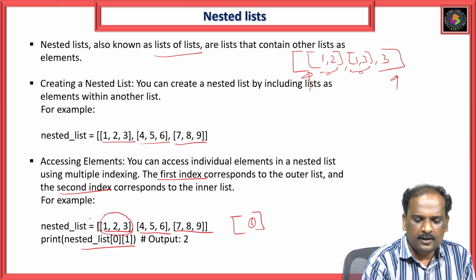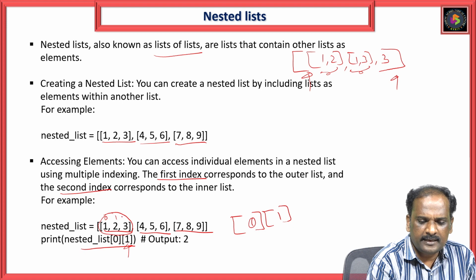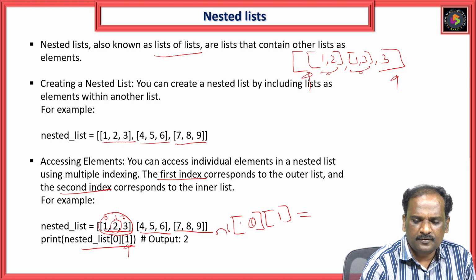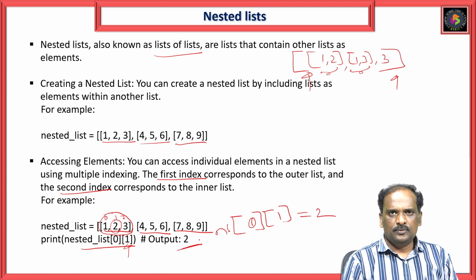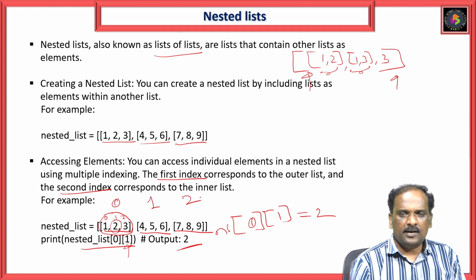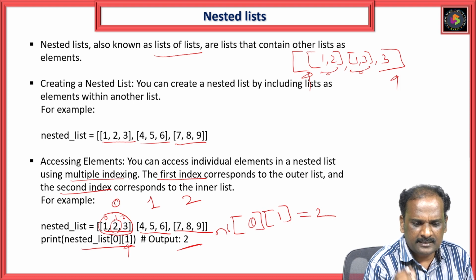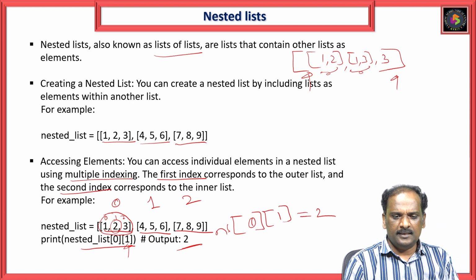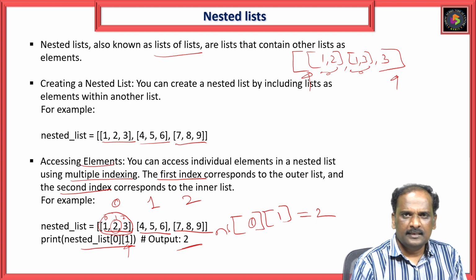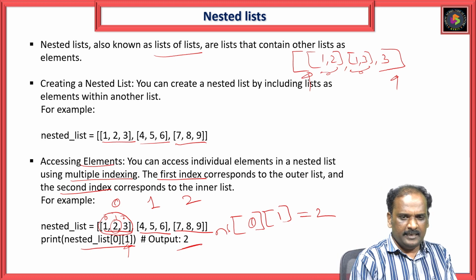This is the sublist. Now again, if I use the subscript 1, so this is 0th index, this is first index, this is second index. So here we are accessing the value 2. So if I access nested list of 0, 2, it will display the value 2. This is outer index 0, this is outer index 1, this is outer index 2. So by using the multiple indexes, using the subscripts, we can access the elements. So accessing elements of the nested list is done by using multiple indexing. This we shall see in the interpreter.